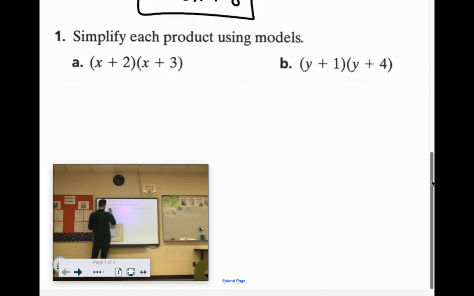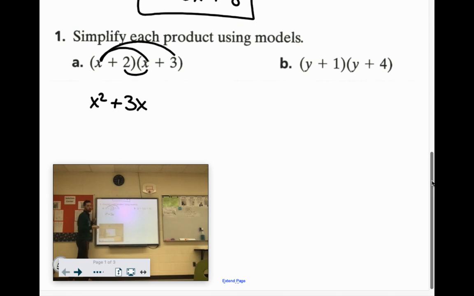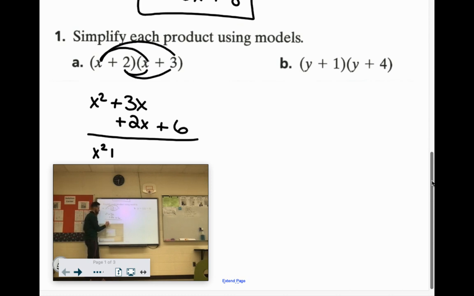So if we do the first, x times x is x squared. X times 3 would be 3x. Then we're going to multiply the 2 times both. 2 times x is 2x. Now sometimes you could write it right next to it if you want. I actually like stacking them. So 2x is a like term with 3x, so I'm going to put it underneath it. And then 2 times 3 would be 6. And this makes combining my like terms later easier. So we have x squared plus 5x plus 6.